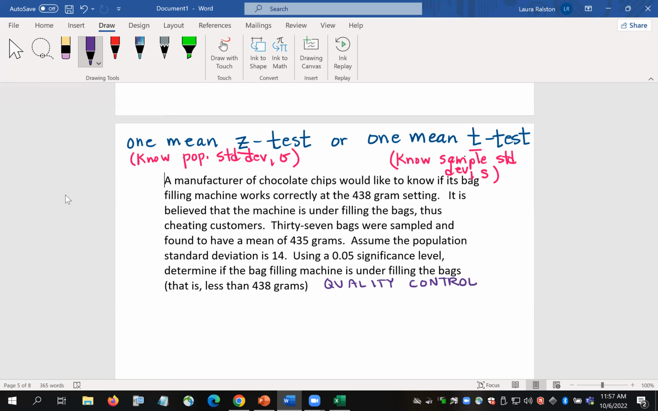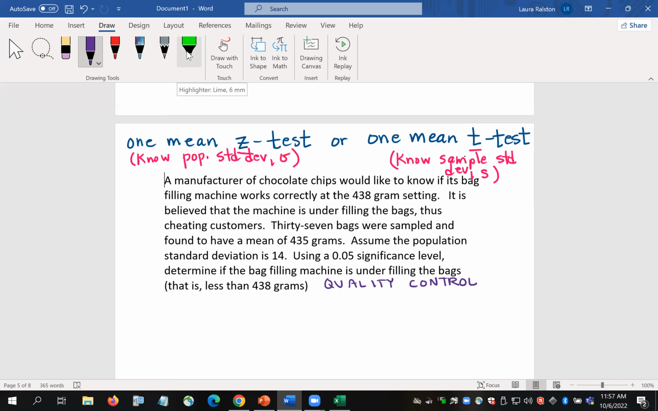So you want to make sure that the equipment that you're filling it with, and we allow for some deviation from the 438 gram setting. What if I'm at 437.6, or what if I'm at 438.2? Okay, we allow for some of that. But again, you want to make sure it's working right, so that you're not either cheating the customer or eventually going to lose profit because you're putting too much in the bag. So again, it's a good example of quality control.